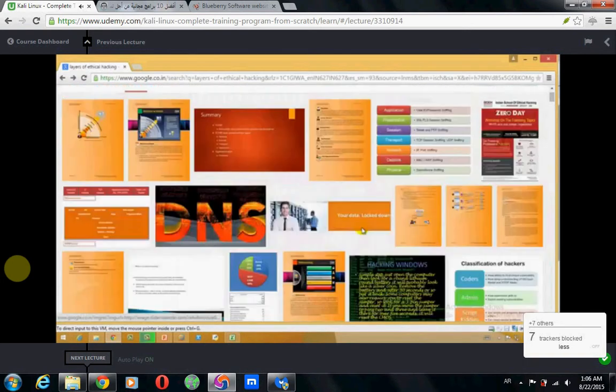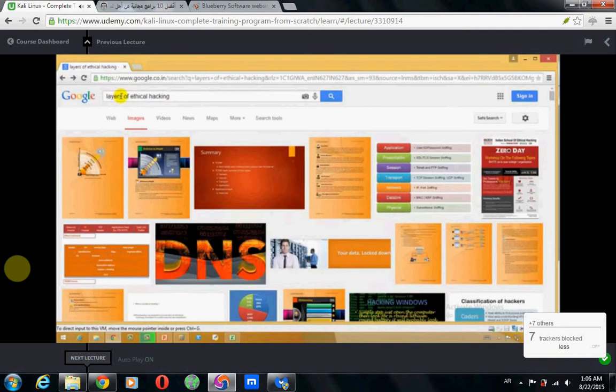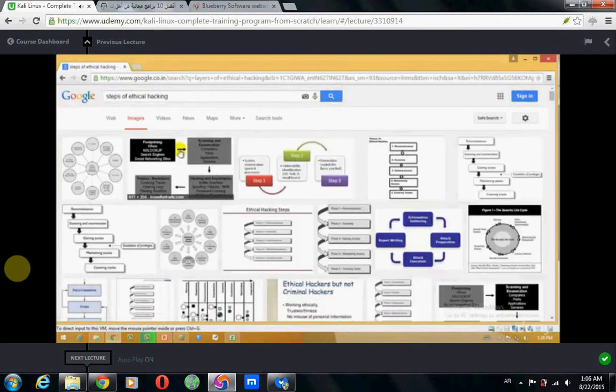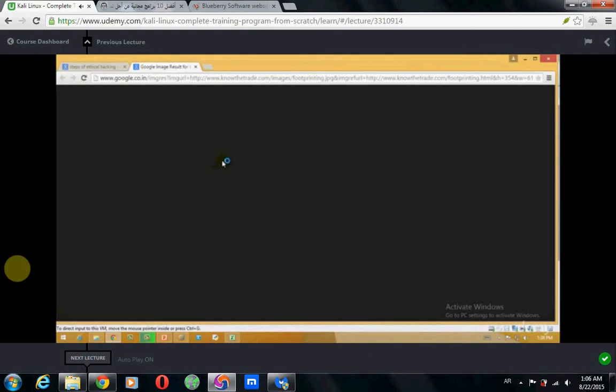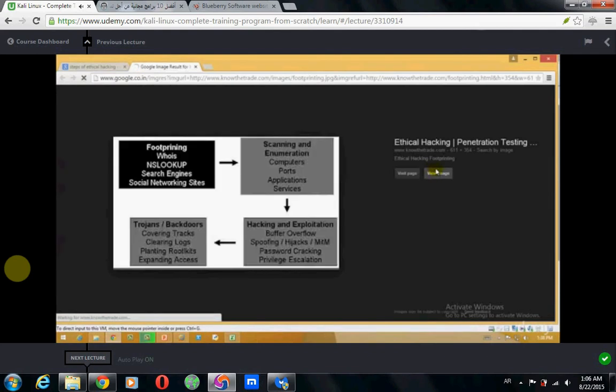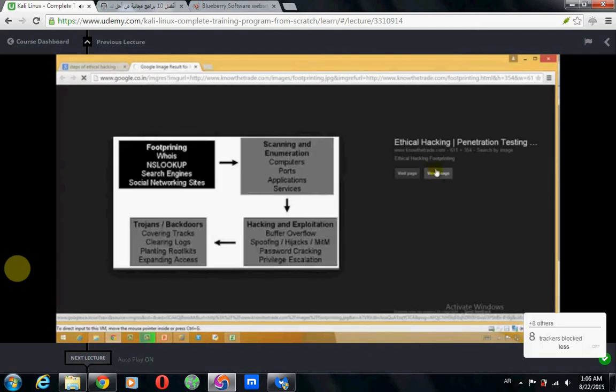So let me check. Okay, I think it's checking the layers of OSI. So I'll just type steps of ethical hacking. Perfect. Okay, so these are the things which we'll go through once we go into detail related to ethical hacking.